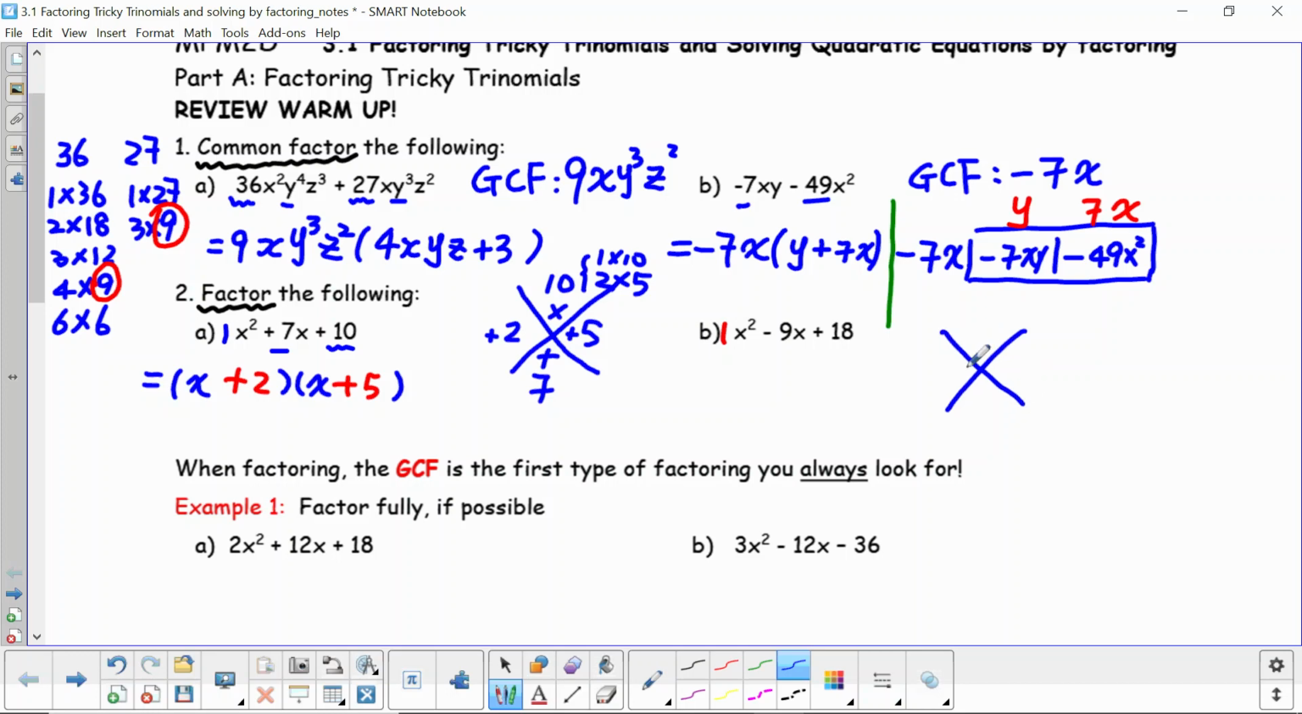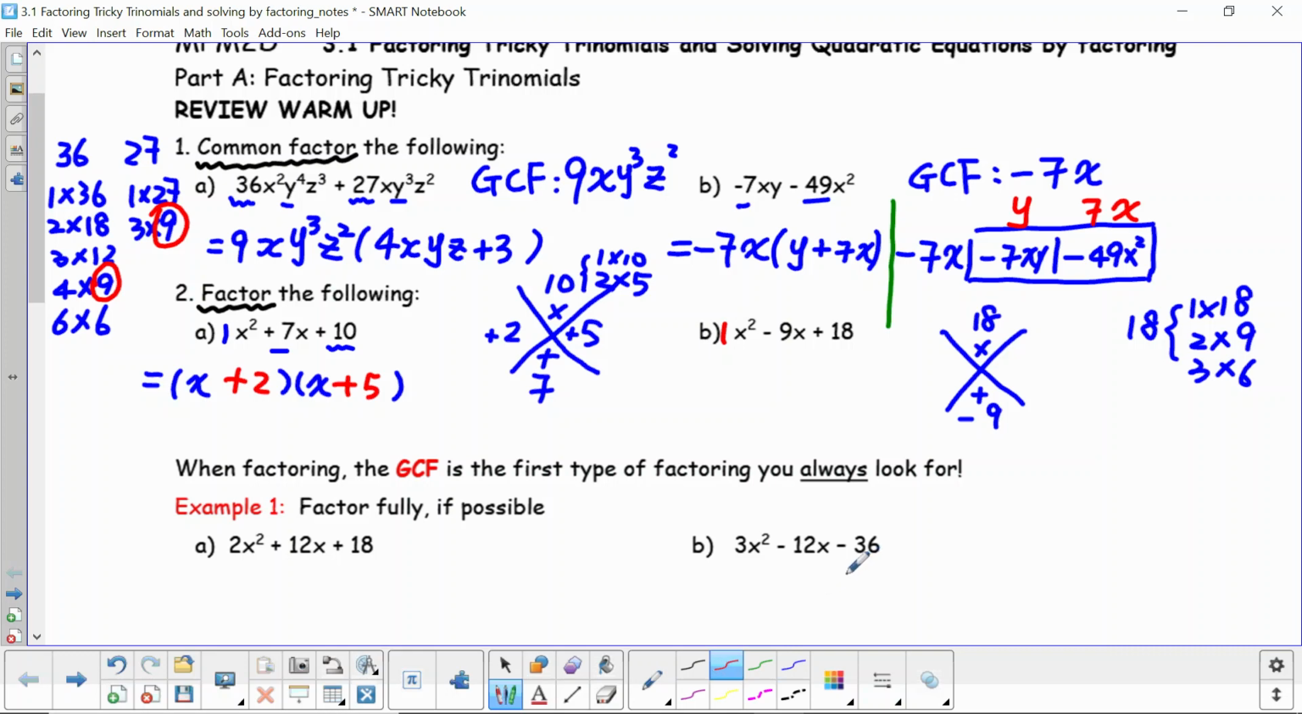So for this one I want to pause it and you try it. Times together 18, add together -9. Use your factor number sheet. Find the factors of the top number. It's 18: 2 times 9, 3 times 6, 4, 5 doesn't work, 6 times 3 repeats, so we stop here.